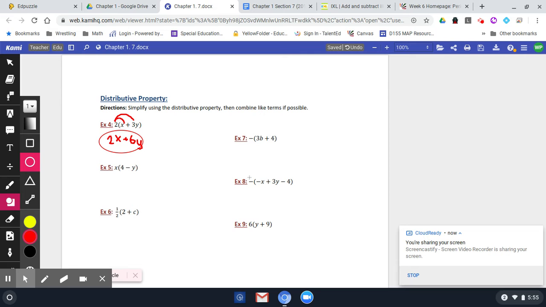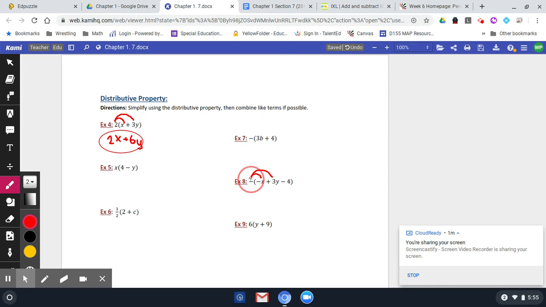We'll jump down to this guy. So we have a negative 1 technically in the front. This negative 1 is going to go to all three terms on the inside. So this negative 1 times negative 1 is going to be a positive 1x. Negative 1 times 3y is negative 3y. And this negative 1 times negative 4 is a positive 4. We distributed the negative 1 to all three terms.